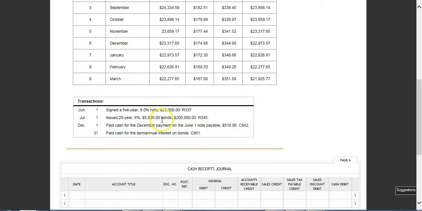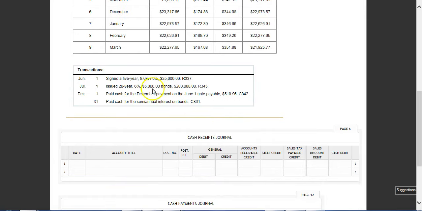So we have our transactions here, and the first thing that comes up is our cash receipts journal. It looks like on June 1st we signed a 5-year 9% note. July 1st issued a 20-year 6% bond. And then December 1st paid cash for the December payment on the June 1st note payable. And then December 31st paid cash for some semi-annual interest on bonds.